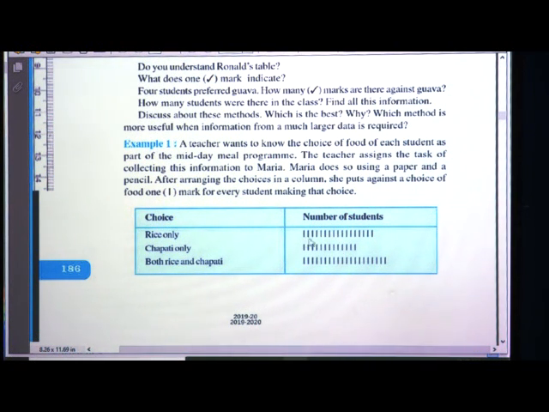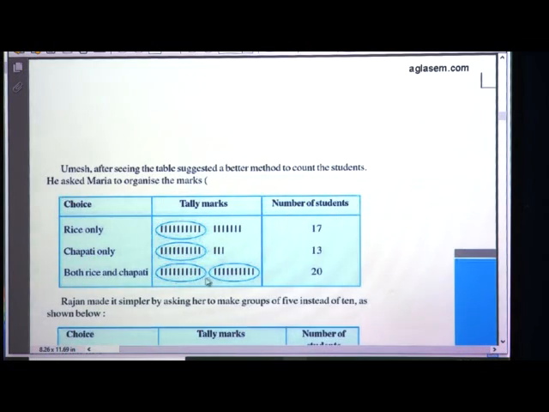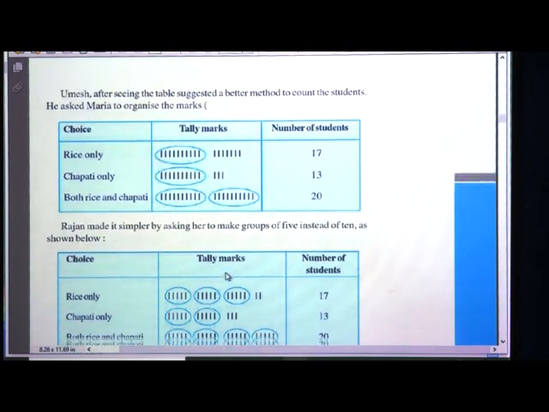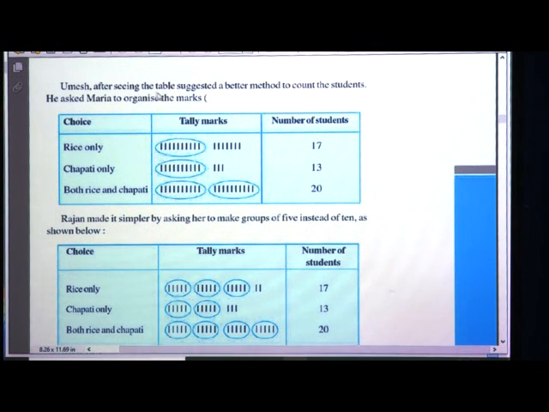So, in this way the number of lines are counted and we can know the total number of students who like rice, those who like chapati and those who like both rice and chapati. Let us see here. Umesh, after seeing the table, suggested a better method to count the students. Okay. Now, as these lines are given, we need to count them: 1, 2, 3, 4.